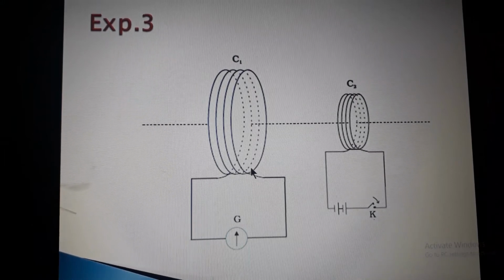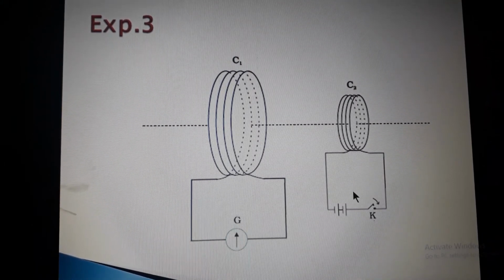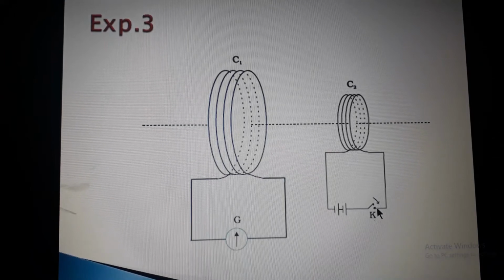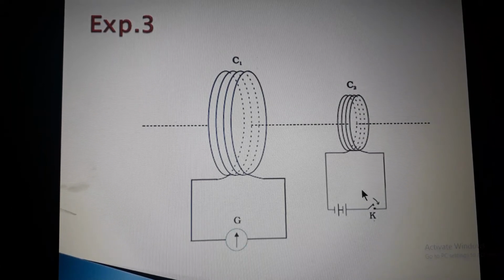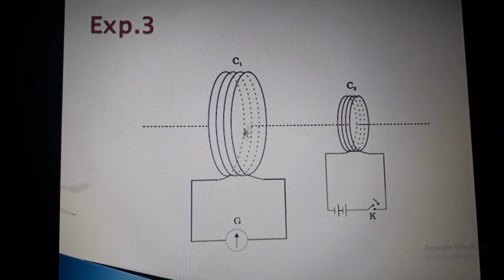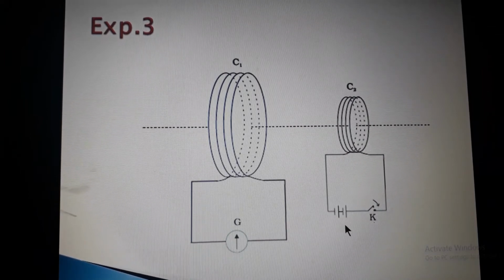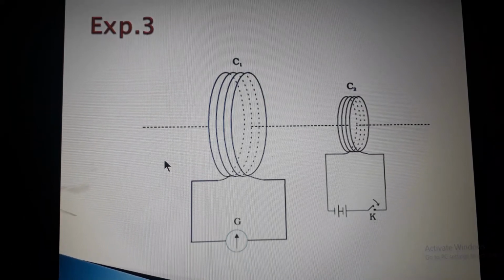This is a very interesting phenomenon. K is pressed, but if it is continuously pressed, at that time no current flows. But when this K is continuously switched on and off, at that time current flows and the galvanometer deflects. So actually this is Faraday's law. So this is experiment number 3.